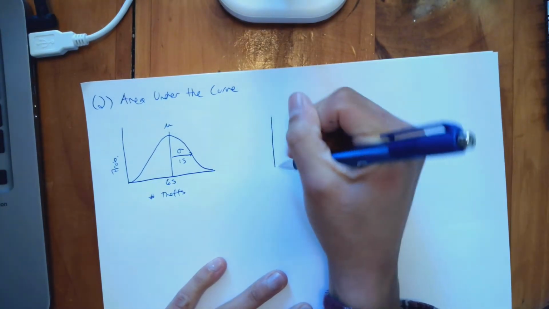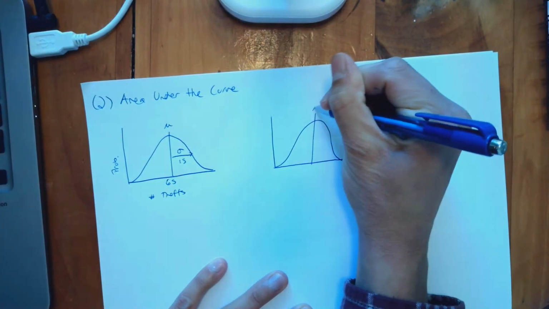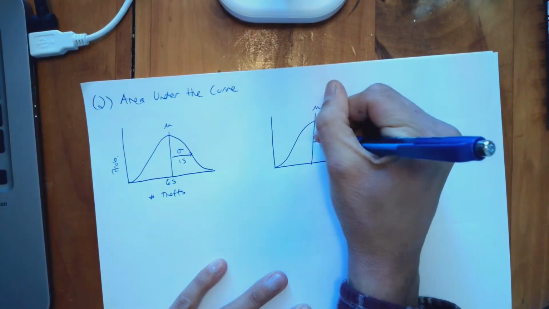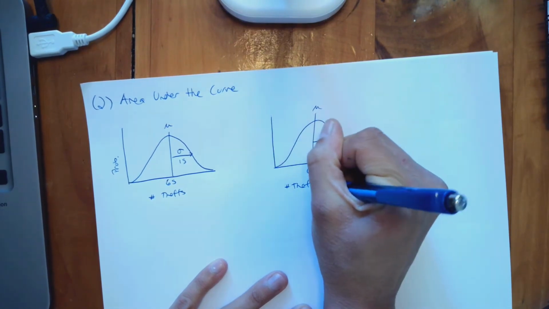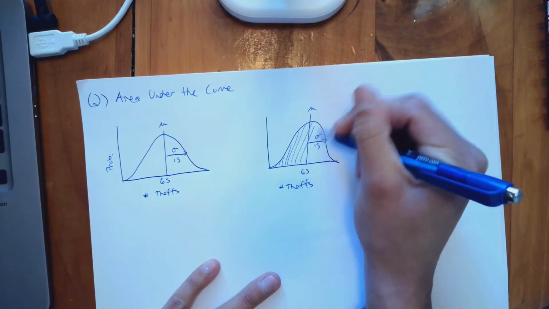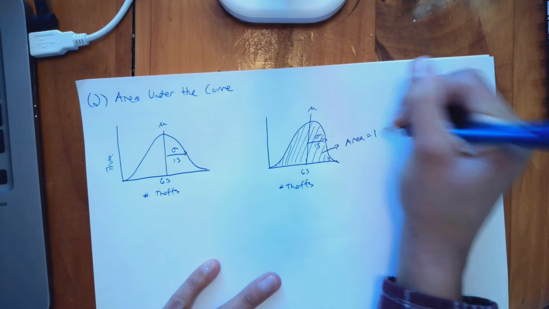The area under this curve, as I mentioned, is going to be equal to 1 total. So right now I'm just going to shade in all the area that we have under here. Say the area equals 1.